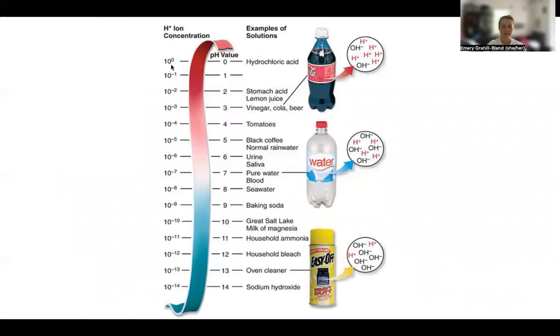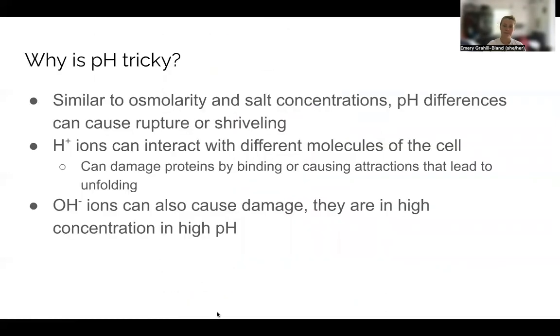Okay, and then here is another scale, but what I liked about this one was how it shows how the ion concentration converts to the pH value. So if you had an H plus ion concentration of 1, you would have a pH value of 0, and hydrochloric acid, essentially the strongest acid that you could have. So this is just the concentration of the H plus ion and how it converts over to a scale. Okay, so why is pH particularly tricky?